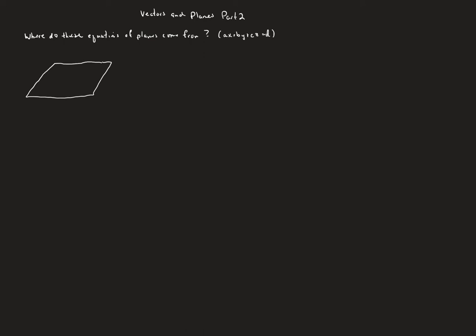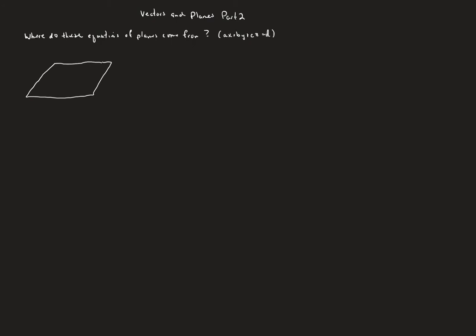Okay, continuing with our discussion of vectors and planes, this is part 2. So the question comes up, where do these equations of planes come from? How do we know that ax plus by plus cz equals d is a plane, and how did we come up with that? So here's how it looks.